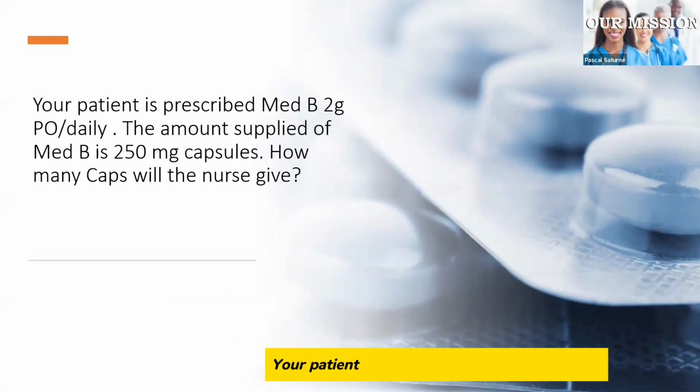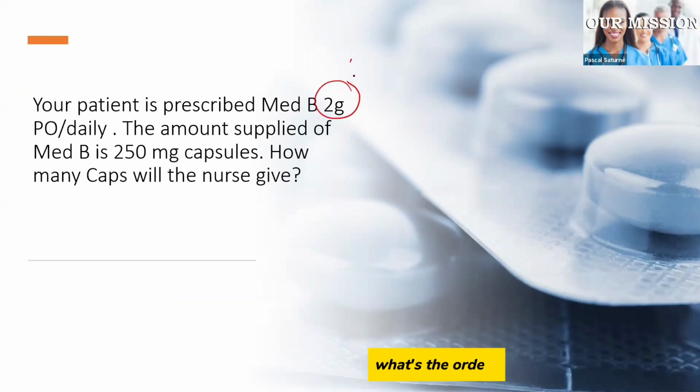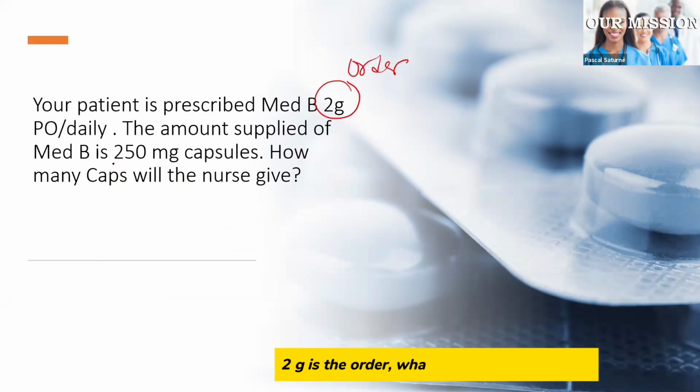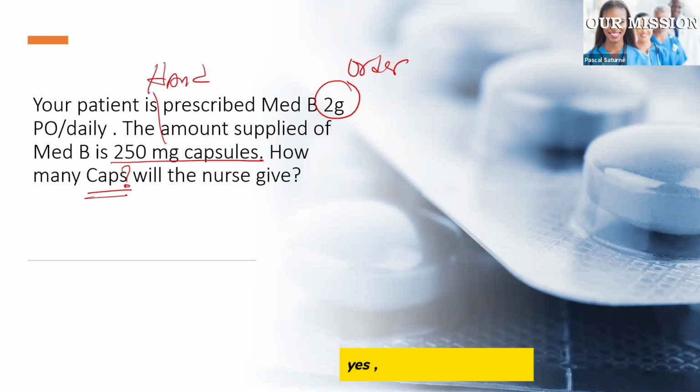Your patient is prescribed medication B, 2 gram PO. The amount supplied of medication B is 250 milligram capsules. How many capsules would the nurse give? What's the order? 2 gram is the order. What do you have on hand? 250 milligram capsule. Do you need any equivalent? Do you need to convert from unit to unit? Yes. Why? We give in 2 grams, but what we have available is milligram. So we need to convert milligram to gram.